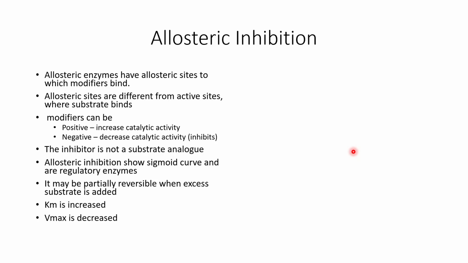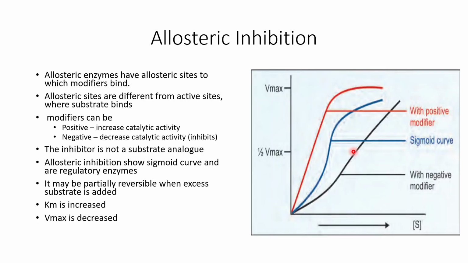Next we have allosteric inhibition. Allosteric enzymes have allosteric sites to which modifiers bind. Allosteric inhibition is seen only with allosteric enzymes, not with all enzymes. So what are allosteric enzymes? Allosteric enzymes are those which have allosteric or modifying sites to which modifiers can bind. We have positive modifiers as well as negative modifiers. Positive modifiers increase the catalytic activity of the enzyme, whereas negative modifiers decrease the enzymatic action. In allosteric inhibition, the inhibitor is not a substrate analog. The structure of the inhibitor and the substrate is different.